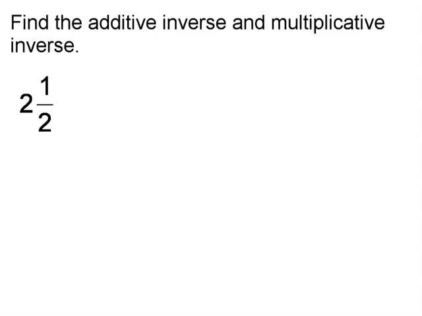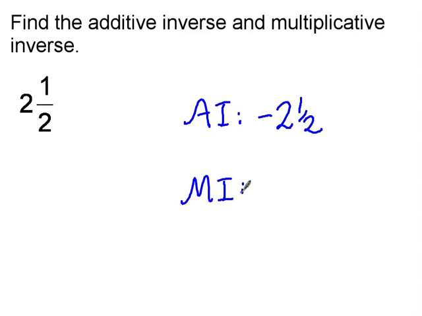Okay, find the additive inverse, multiplicative inverse. Again, what's the additive inverse? Negative 2.5. Multiplicative inverse. 2/5, good. For those of you wondering where that came from, this is actually the number 5/2 as an improper fraction. So you flip it.